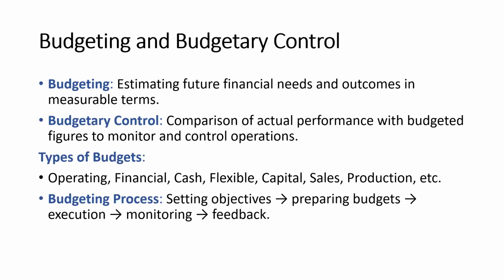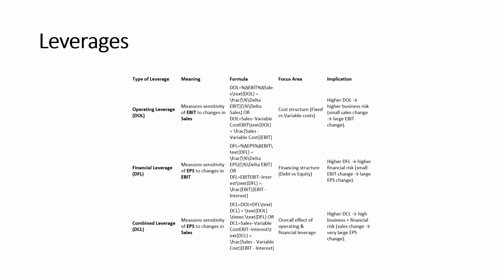Now, budgeting and budgetary control. So, budgeting is estimating future financial needs and outcomes in measurable terms, and budgetary control means comparison of actual performance with budgeted figures to monitor and control operations. So, here are the types of budget like operating budget, financial budget, cash budget, flexible budget, capital budget, sales budget, and production budget. And the budgeting process starts with setting objectives, then preparing budgets, then execution, then monitoring and feedback.